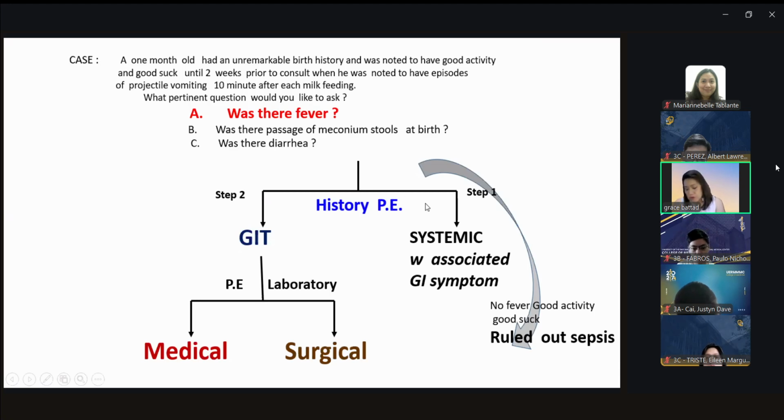Symptoms also of sepsis neonatorum, you have continuous vomiting. It is ruled out based on your history and PE. You then try to check if this is a primary GI, medical or surgical. Now, what in the history would tell you that this might be surgical? It might be a projectile vomiting.